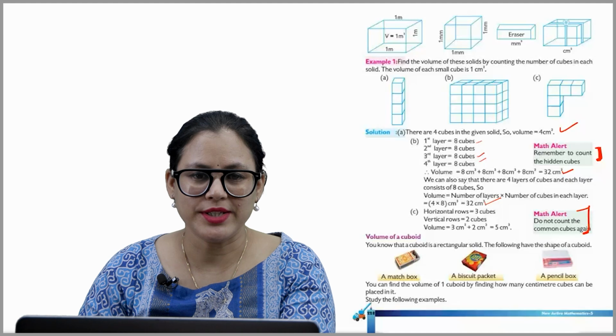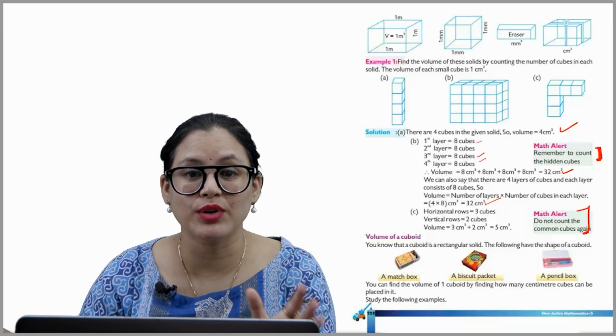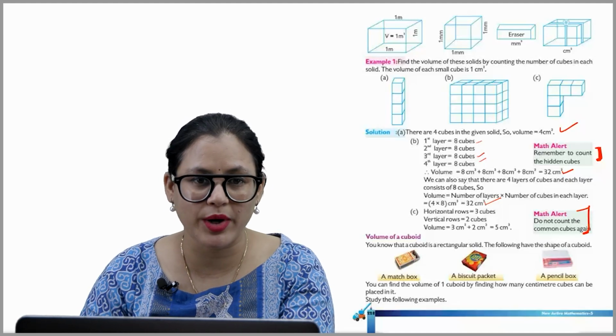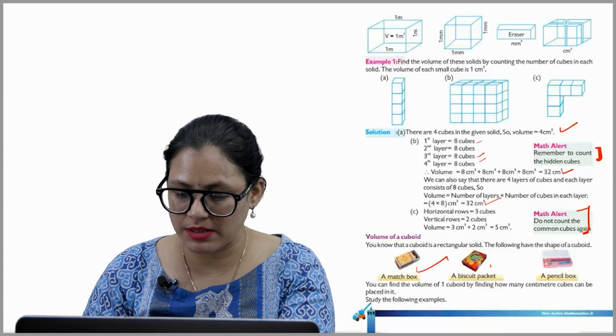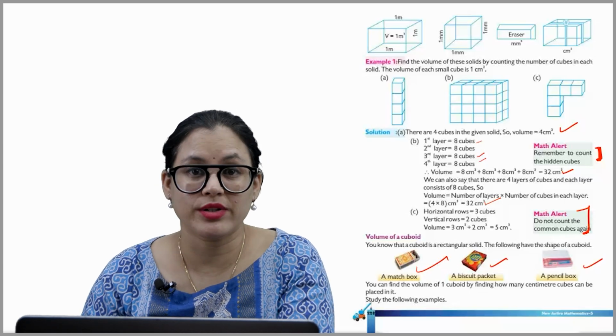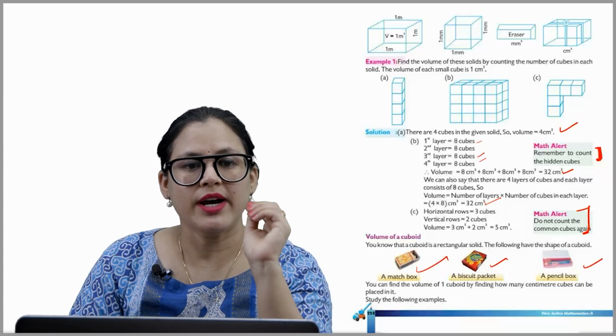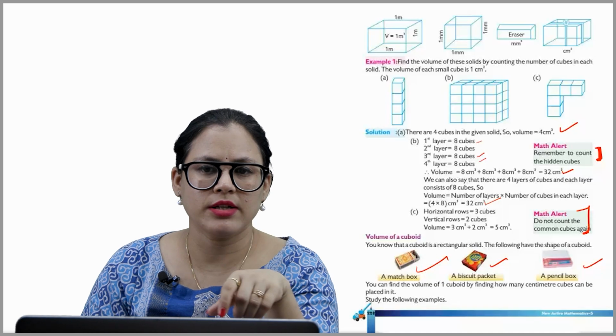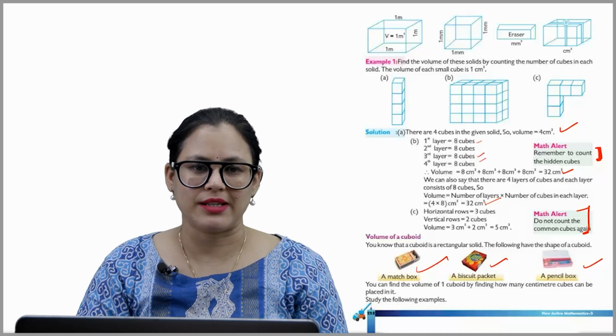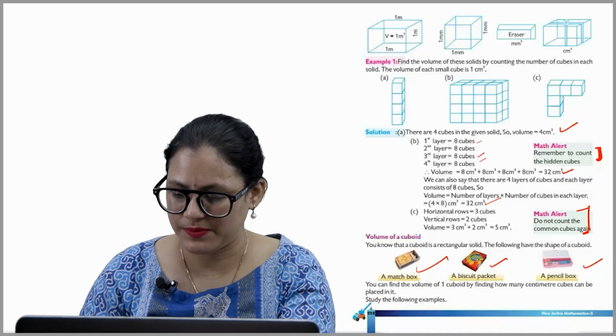Now, volume of a cuboid. You know that a cuboid is a rectangular solid. The following have the shape of a cuboid. Be it a matchbox, be it a biscuit packet, be it a pencil box, all are cuboidal in shape, right? You can find the volume of a cuboid by finding how many centimeter cubes can be placed in it. Study the following examples.